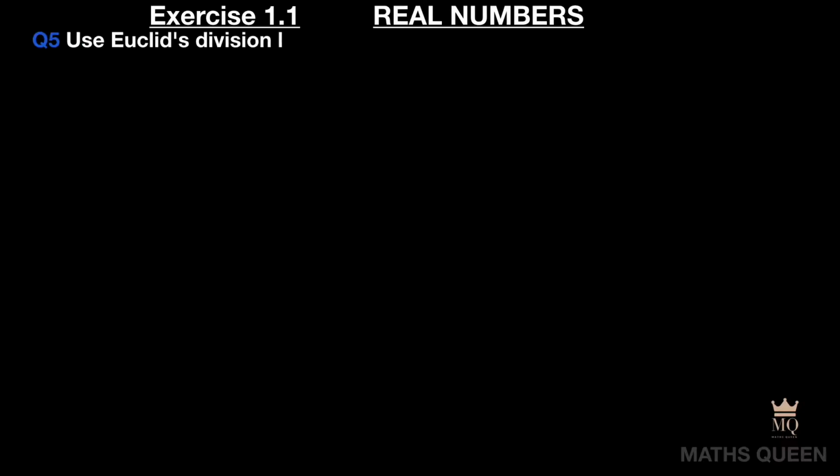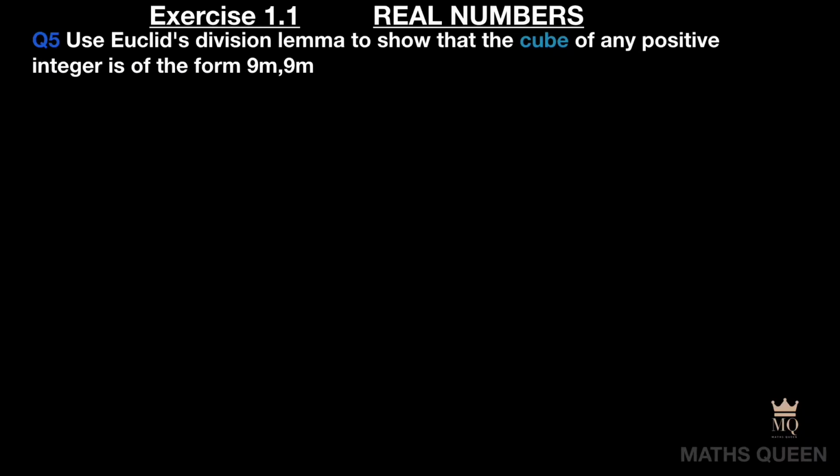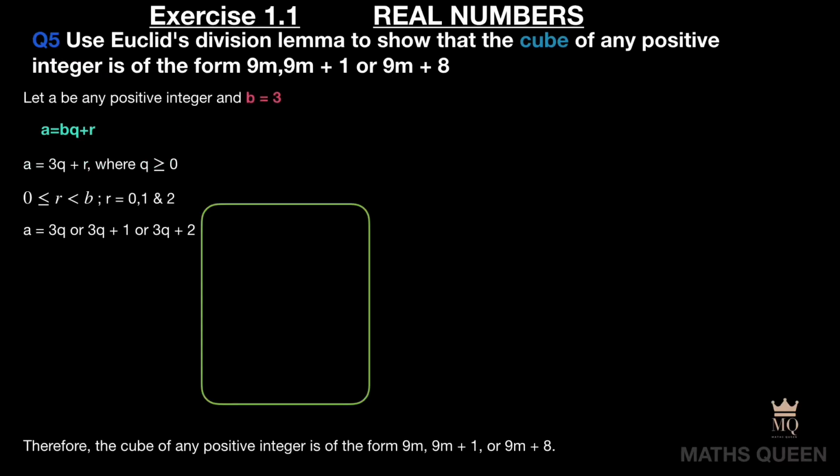Question number 5. Use Euclid's division lemma to show that the cube of any positive integer is of the form 9m, 9m plus 1 or 9m plus 8. Here there is a small difference. That is, we take a as usual, any positive integer, and b is equal to 3 and not 9, because if we take b as 9, then we will have the value of r as 0, 1, 2, 3, 4, 5, 6, 7 and 8. So to prove each and every case, it's very difficult. So we will take it as b is equal to 3. So our job is simplified.